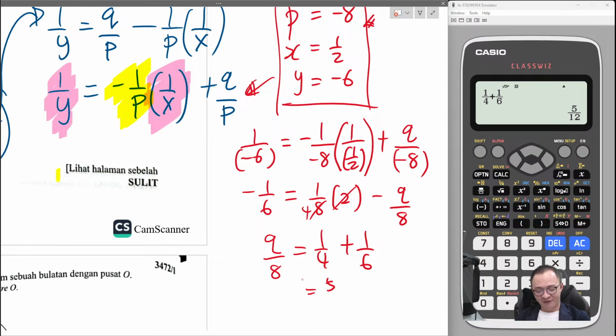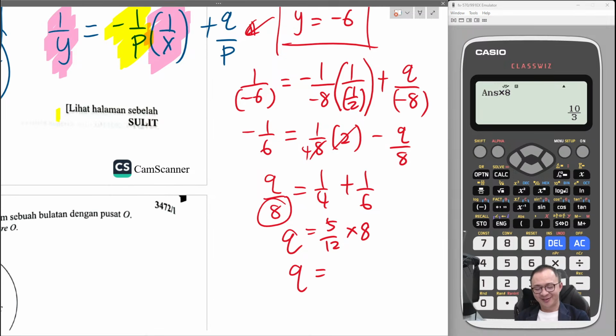Okay, then I get 5 over 12 multiply 8, right? Because this 8 moved to the other side. Multiply 8. I got my answer, 10 over 3. Okay, this one I literally use another method to explain about the Q.